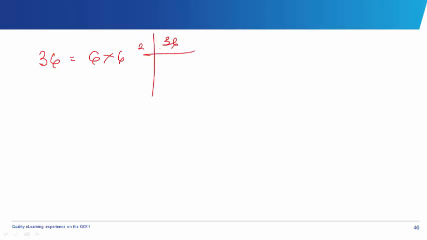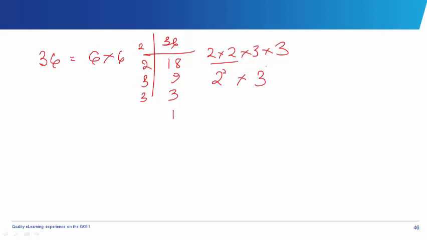We'll express 36 as factors. 2 into this will give you 18. 2 again will give you 9. Then 3 into this 3. Then 3, 1. Now these are the factors: 2 times 2 times 3 times 3, which is 2 raised to power 2 times 3 raised to power 2. So when we multiply, we'll have it as 2 times 3 is 6 raised to power 2. So 36 is 6 raised to power 2. So the square root of 36 is 6.